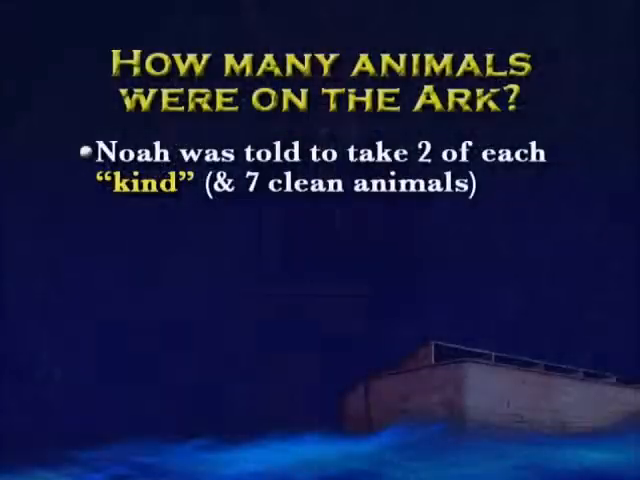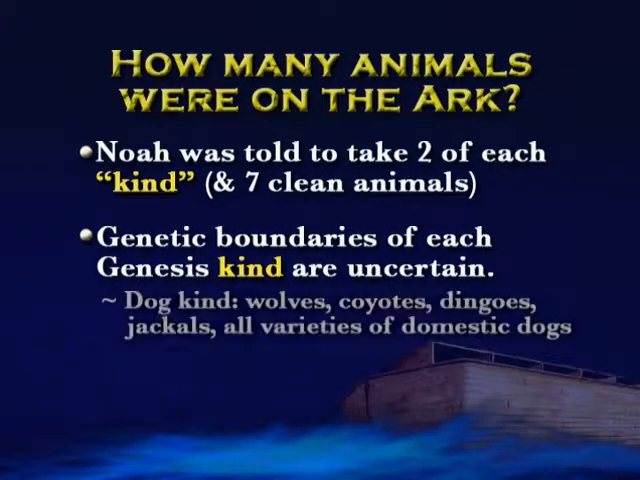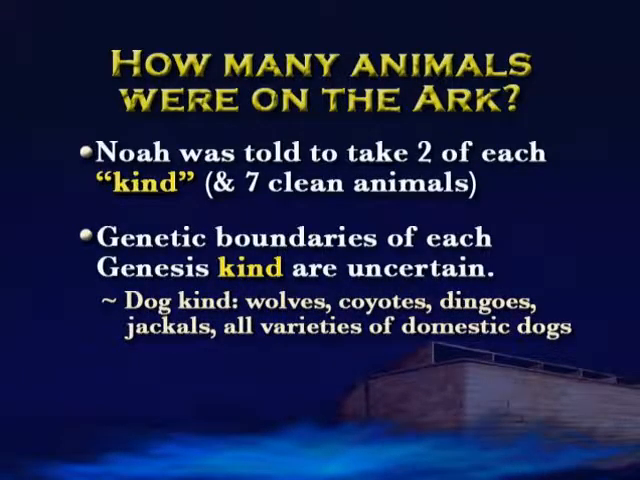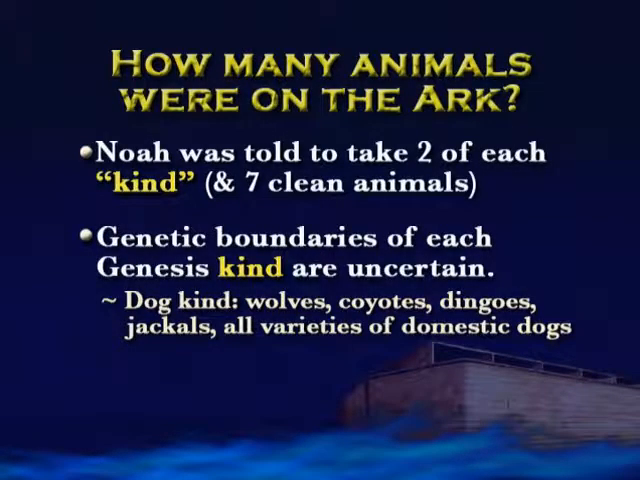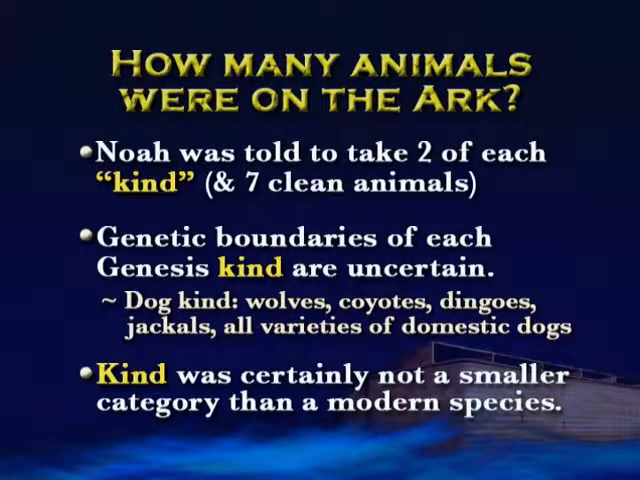So he was to take 2 of every kind. Well, how big of a category is this biologically? We don't know for sure the genetic boundaries of the Genesis kind, but we have good reasons to think that the original kind was of the dog kind, involved wolves, had the genetic information for wolves, coyotes, dingoes, jackals, and all the varieties of domestic dogs. So when Noah took 2 of the dogs onto the ark, he didn't have to take 2 poodles, 2 Great Danes, 2 Dachshunds. He took 2 of the dog kind that had the genetic information for producing all of this variety after the flood. So kind was certainly not a smaller category than modern species.